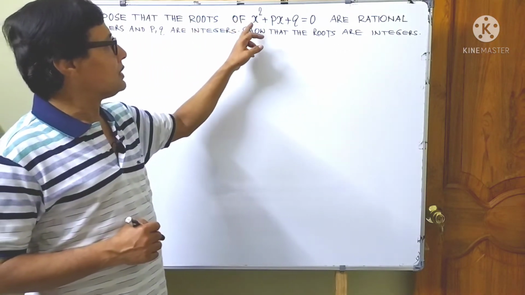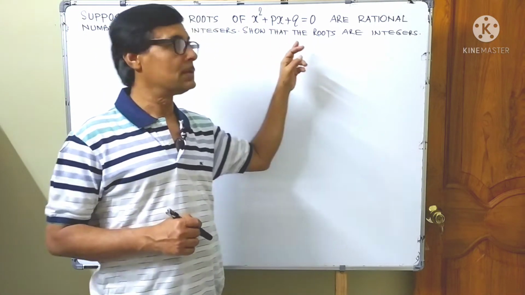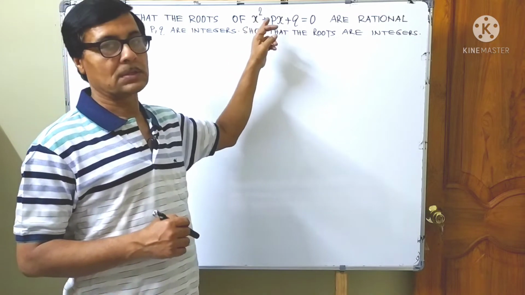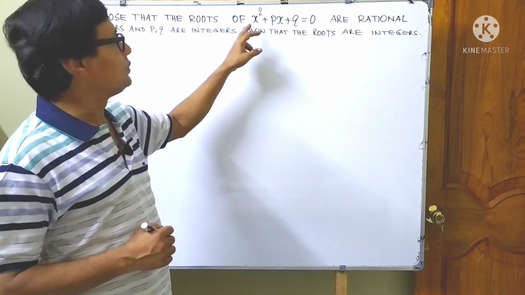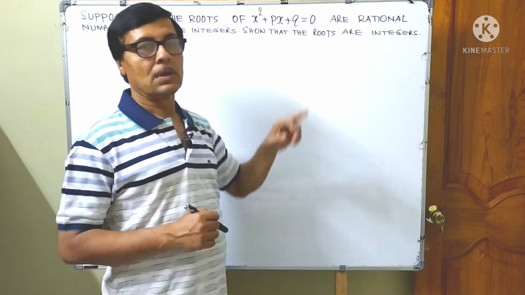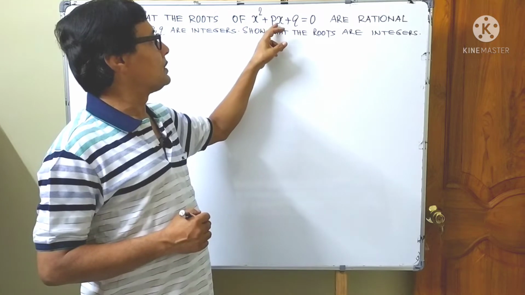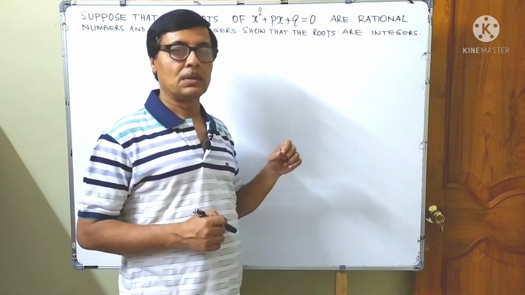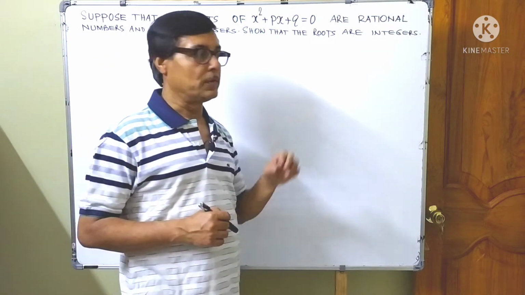Here the quadratic equation is x square plus px plus q equal to 0, p and q are integers and the roots of this quadratic equation are supposed to be rational numbers. We have to show that the roots of this equation are also integers. We have to prove it.